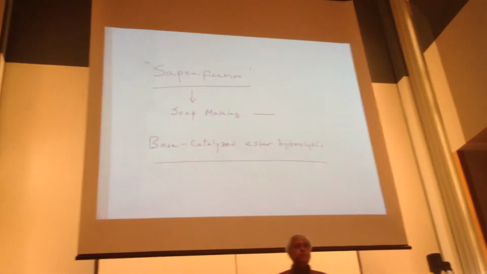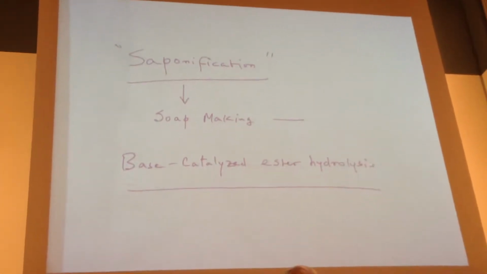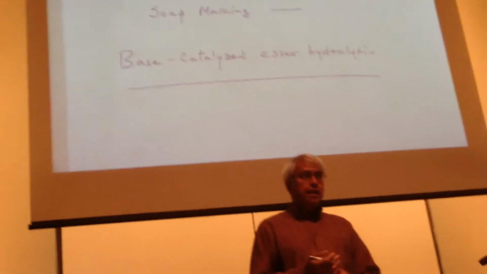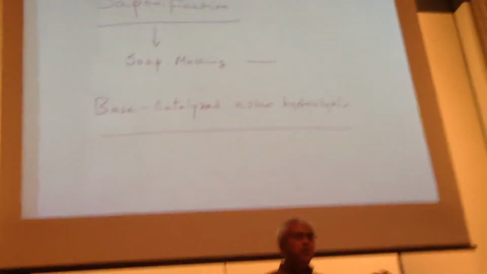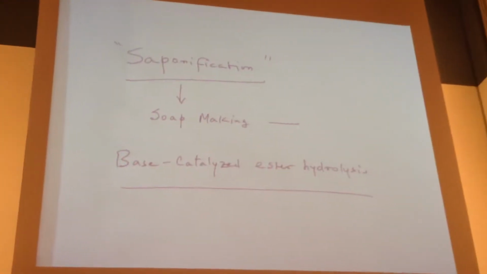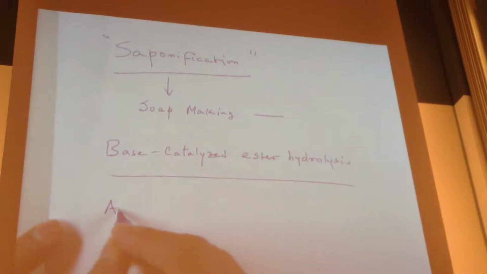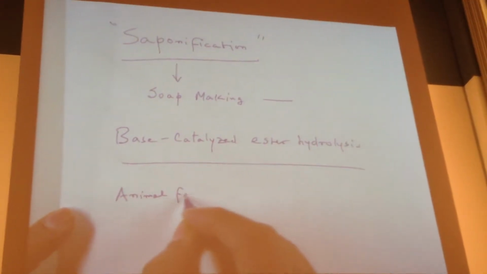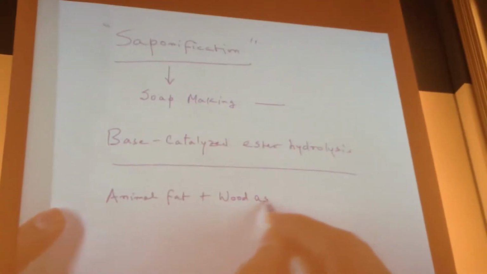So if you know the history, soap was invented about 5,000 years ago. What? There are some controversies about who first made it, whether it was the Romans, Babylonians, or Venetians, but we're not going to go into the history. What they really used to do is use animal fat and wood ash, and then heat it, essentially boil it. And that made the soap.